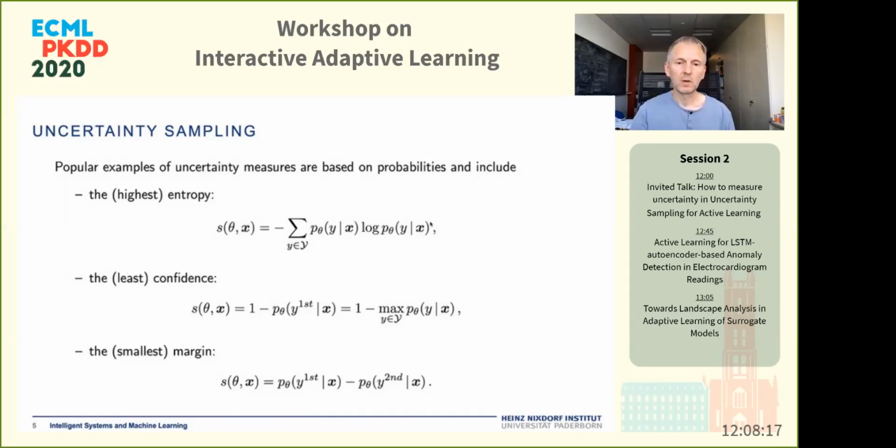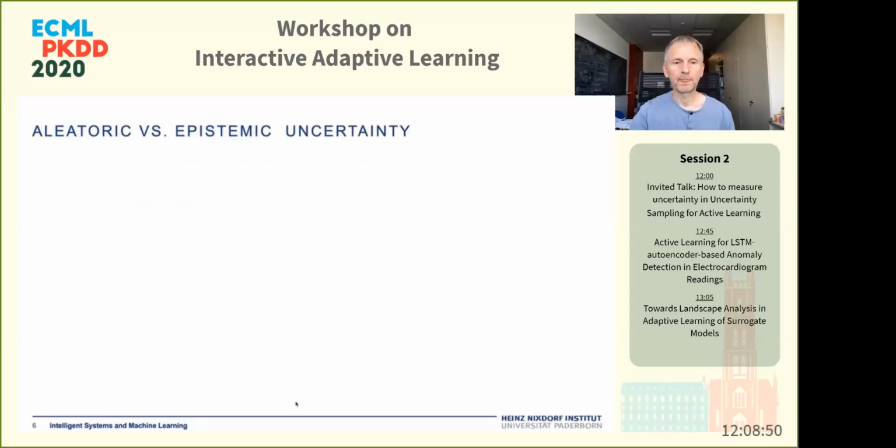So, for example, the confidence. What is the probability of the most probable class? The higher, the better, the more confident you are. The lower, the more uncertain you are. Or what is the difference between the probability of the most probable and the probability of the second most probable class, and things like this. So there are various measures you can choose from. In the case of binary classification, they essentially all coincide, but in more general cases, they may also lead to different selections.